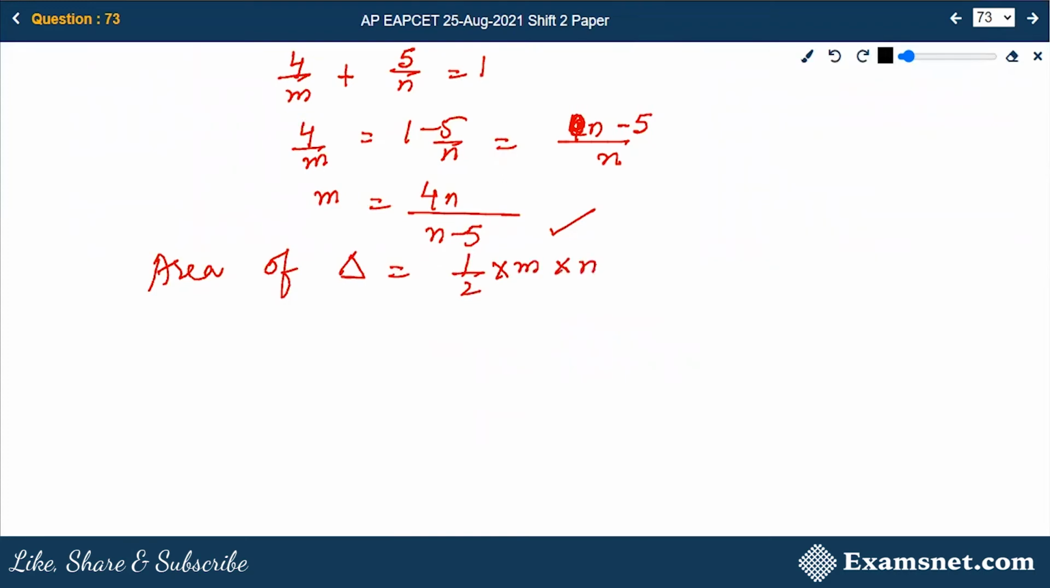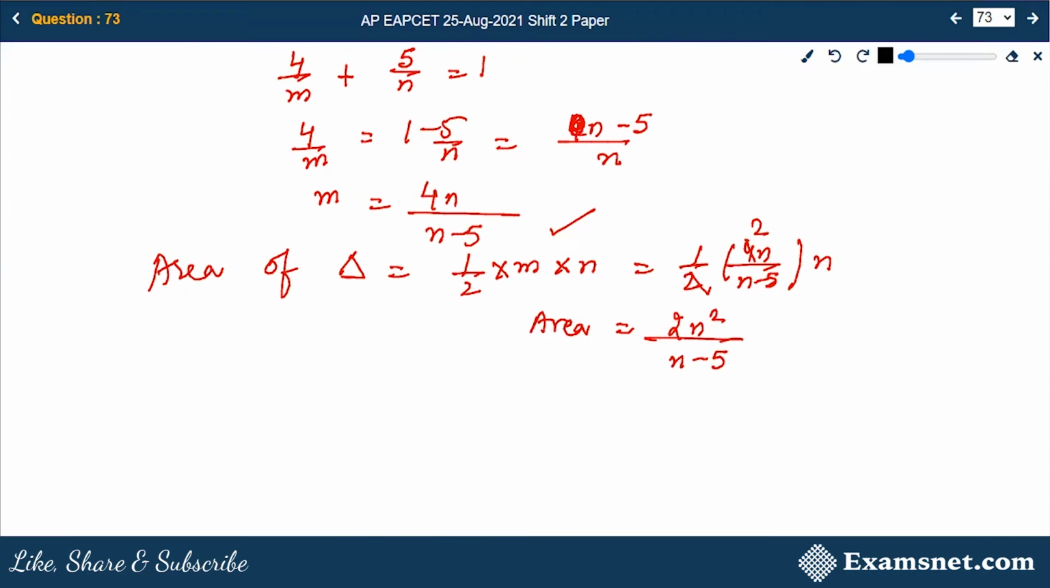So for the area, I'm filling this M over here. This is half into 4N upon N minus 5 into N, which makes the area. This will get cancelled, right? It will be 2N square upon N minus 5. It is said the area will be least.